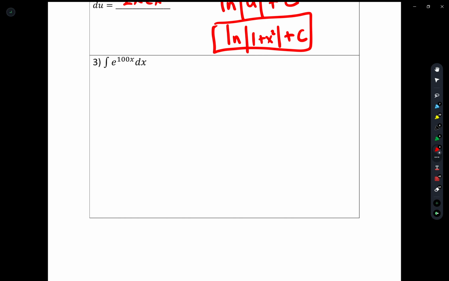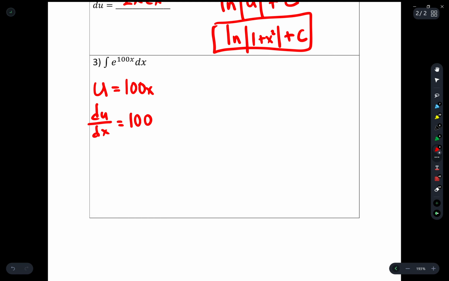Okay, I'm glad that you tried it. Obviously, you need a u. You should have used that 100x. du over dx is going to simply be 100. This is a little bit trickier too. This was a more advanced level 2 problem. Here we have 100 dx, but I only have dx, I don't see 100 dx. So in this case, what we're going to do is divide both sides by 100 and make du over 100 equal dx, so we can match some things.